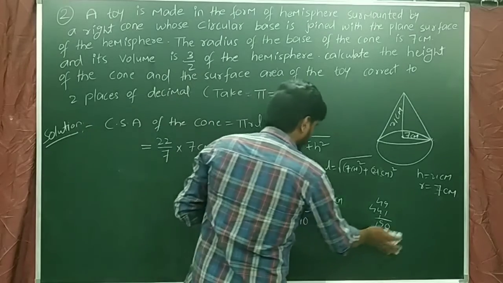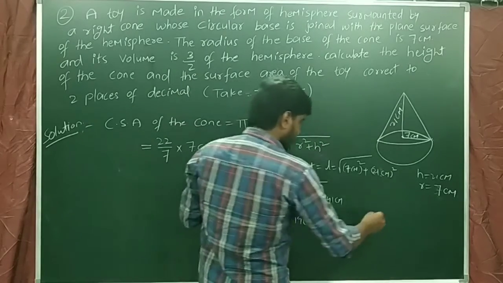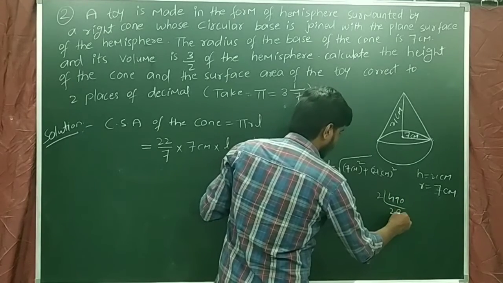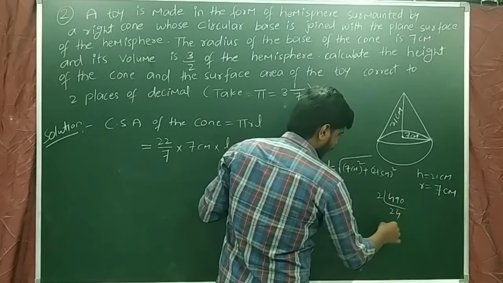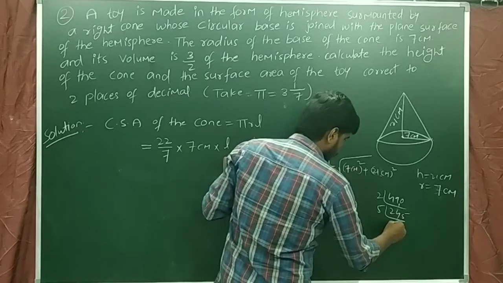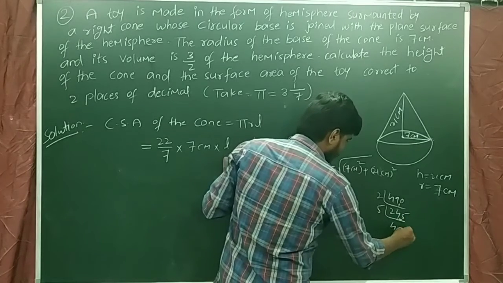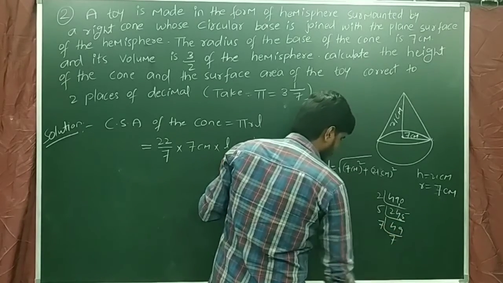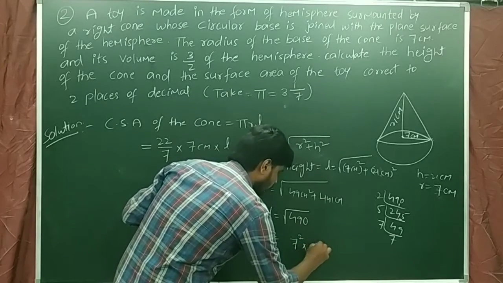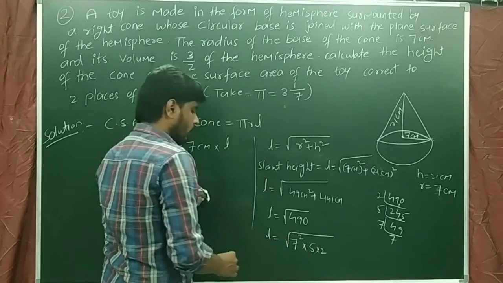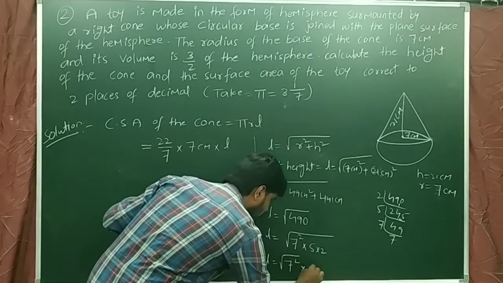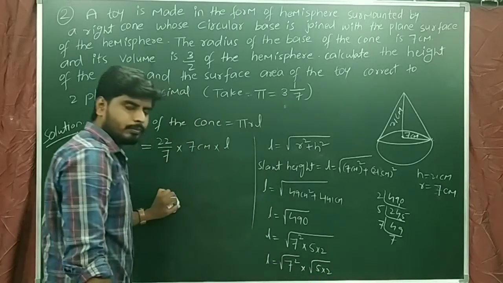Now we have to simplify the root of 490. How is it possible? Take the factorization of 490. 2 fives are 10, 2 4s are 8... then take the 5 table, 5 4s are 20, 5 9s are 45, 7 7s are 49. So L is equal to 7 square into 5 into 2. Here I am writing the root separately: root of 7 square into root of 5 into 2.